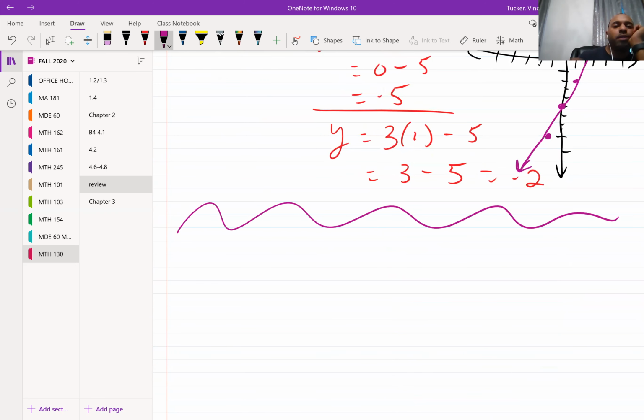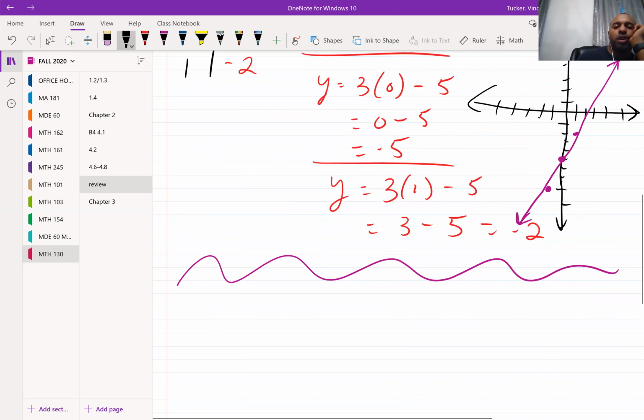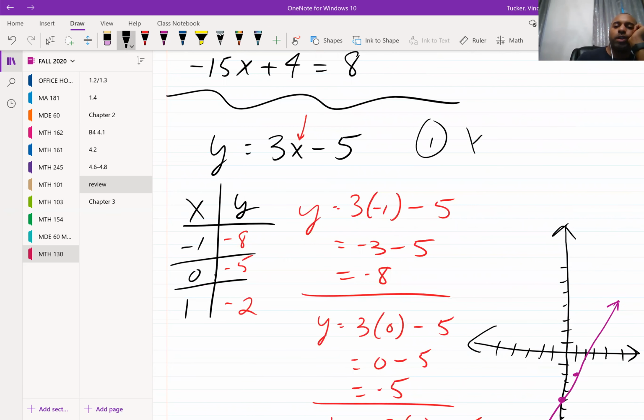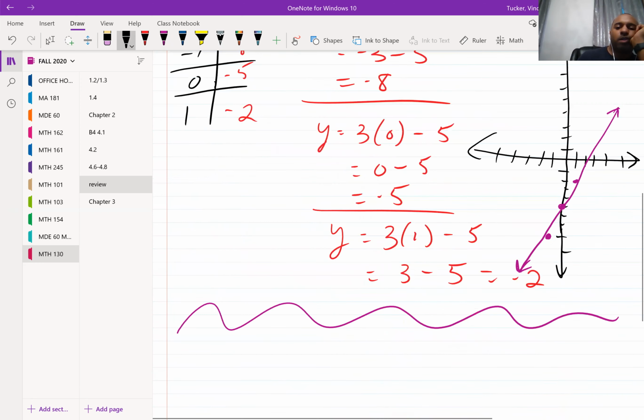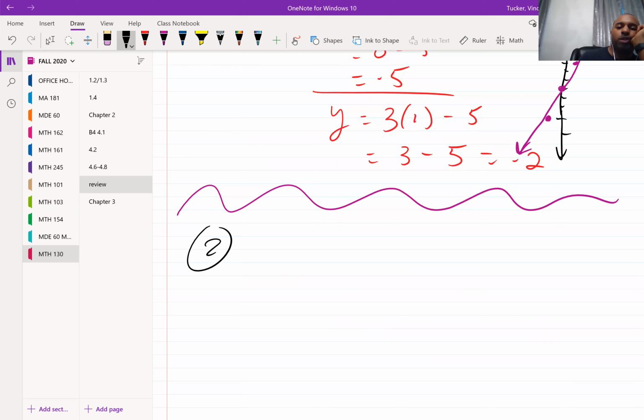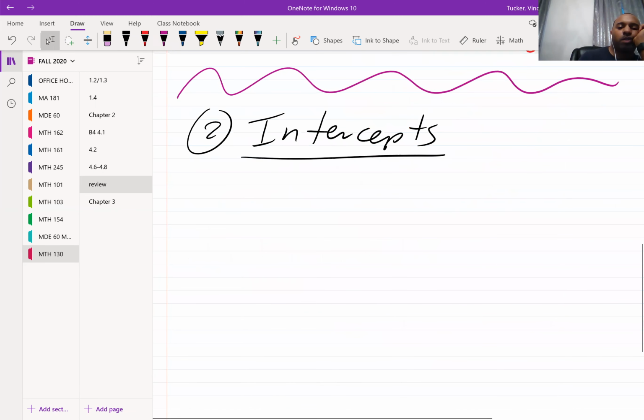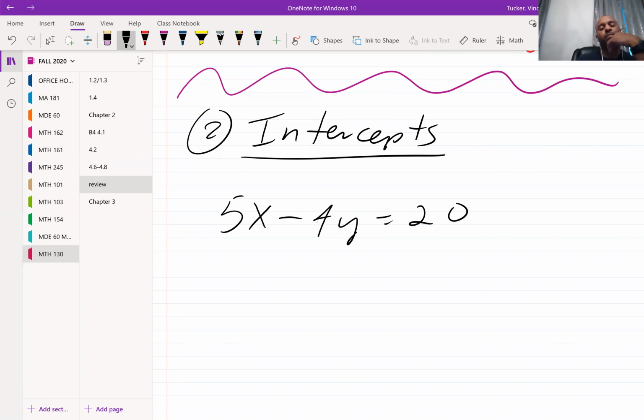Another method that was in there was graphing. So this method was just creating an XY chart. The second method I mentioned was graphing by using your intercepts. So let's see, if I have 5x minus, do I want to go 6? Let's go 4y equal to 20. 5x minus 4y equal to 20.